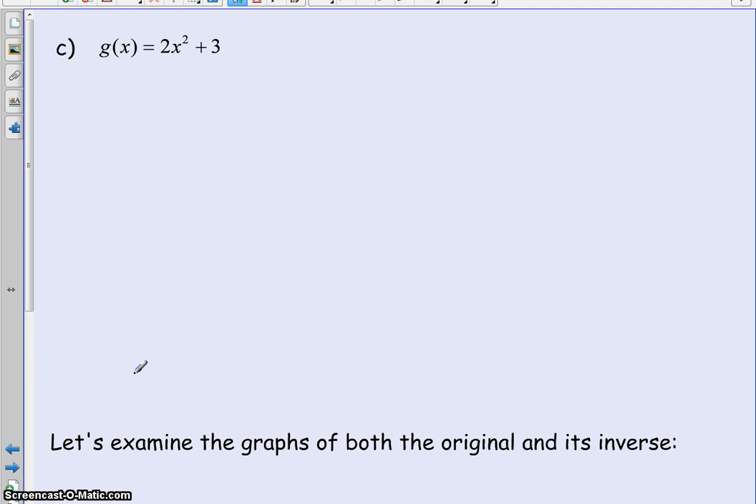Okay, so I'd like you to try a couple more before we move on. So I'd like you to try C, g of x equals 2x squared plus 3. And then I want you to try D, 1 over 7 square root of x minus 3, plus 8. And once you've tried them, we'll see you in part 2 of the lesson, and we'll go through them together.